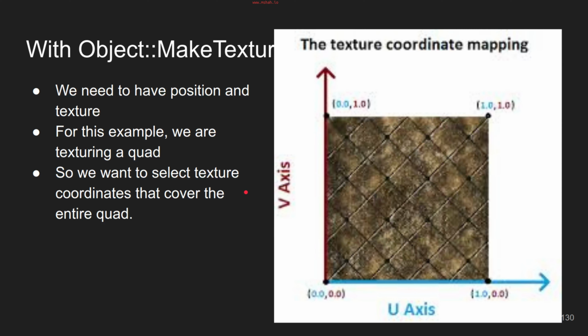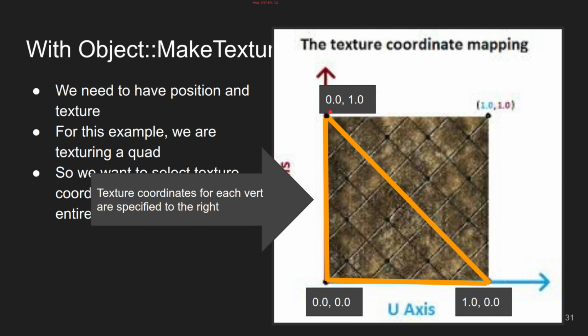Okay, so again, we need to have position for our vertices and texture coordinates. We're just texturing a quad here, so we need to select our texture coordinates that cover this entire quad. And again, those range from 0, 0 to 1, 1. We can do this manually. This is easy enough to analyze here, because our texture coordinates are going to line up relatively close to whatever the vertex coordinates are.